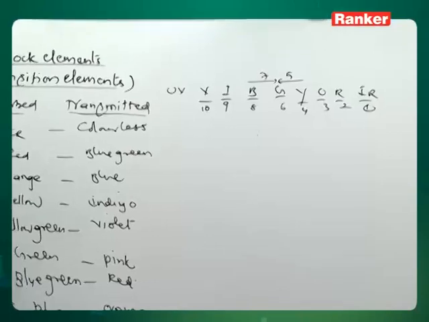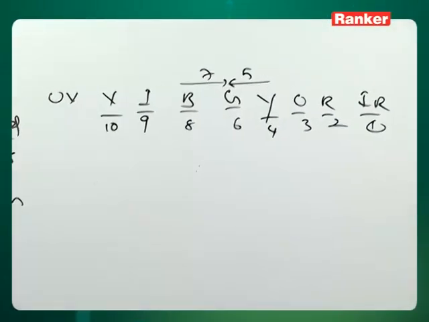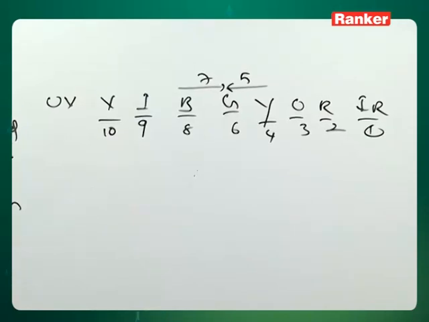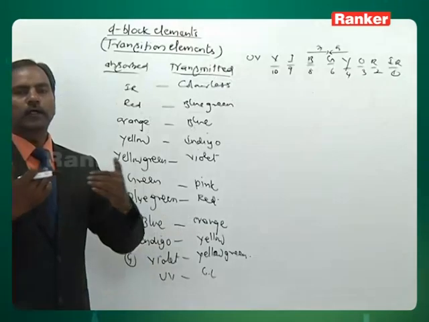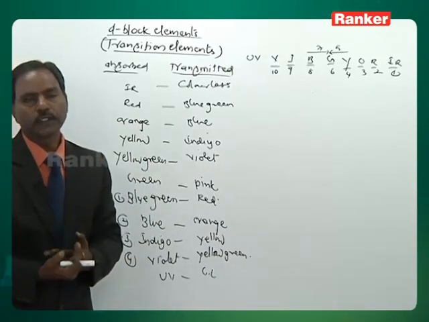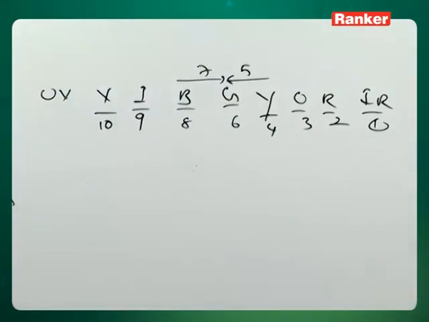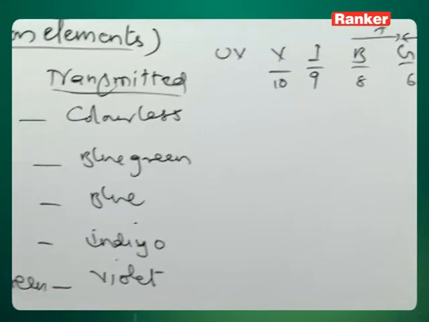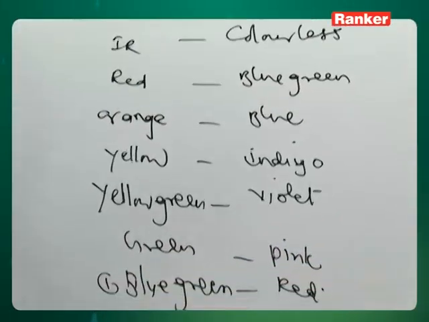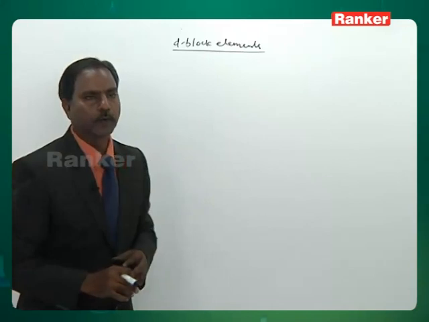What can we conclude? When a color from shorter wavelength is absorbed, a color from longer wavelength region is transmitted, and vice versa. Shorter is absorbed, longer is transmitted. Longer is absorbed, shorter is transmitted. That is the concept we are understanding from this table. So this is complementary colors, and it's the table. Let us see how a question appears on this particular color property.